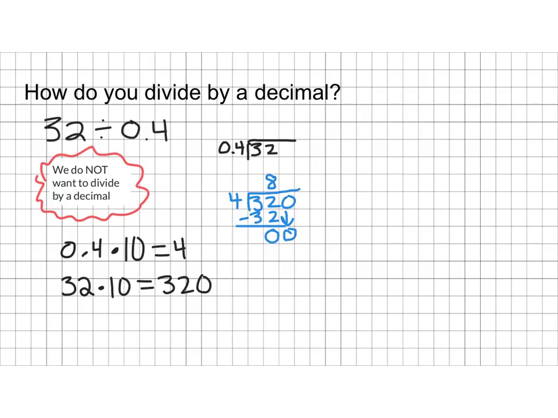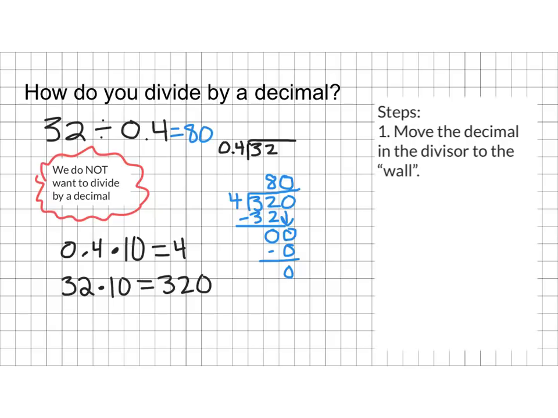When we get to this spot, we know that 4 goes into 0 times, and then we take away 0 and we get 0. We have nothing left. So that means that 320 divided by 4 is 80, which also means that 32 divided by 0.4 equals 80. Now, how could we have gotten that answer a little bit quicker? So we're going to write out some steps here.